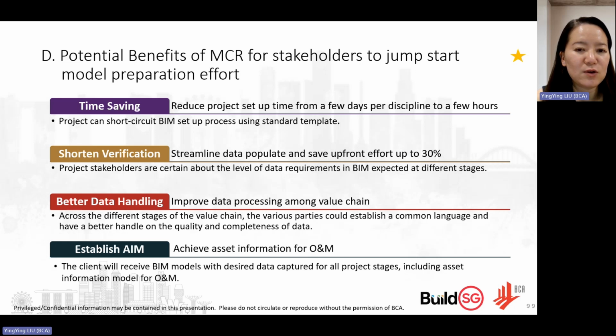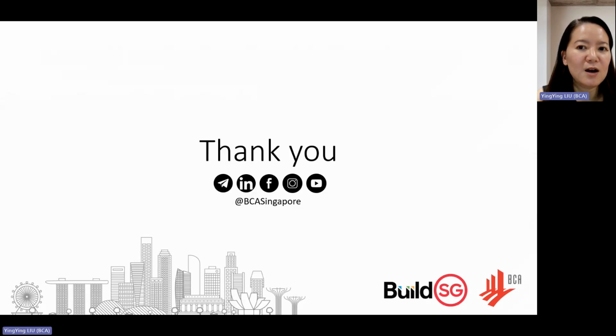MCR can help BIM authors across the value chain to have a better understanding of the data and prevent reworks due to missing data. MCR also specifies asset information requirements, which can be used for asset management, for example, equipment maintenance planning, rental analysis, and so on. Now I will demonstrate how to use the MCR Excel pivot table.